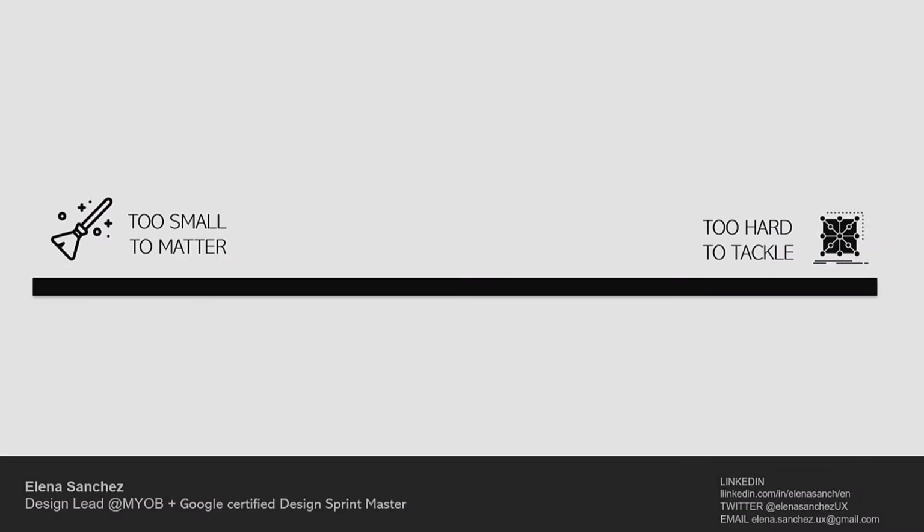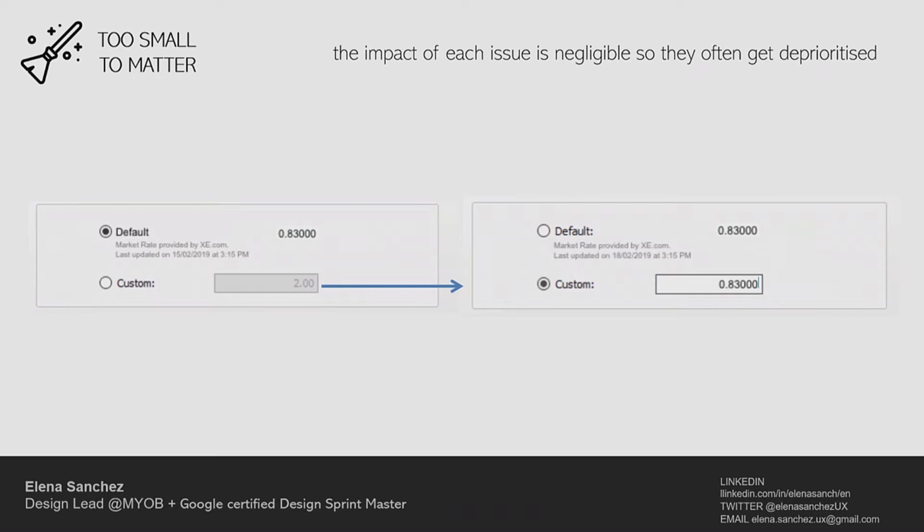And UX debt can go from really small defects, almost too small to matter, to really complex legacy issues that are almost too hard to tackle, and it seemed overwhelming. So this is an example of one of the first types, too small to matter.